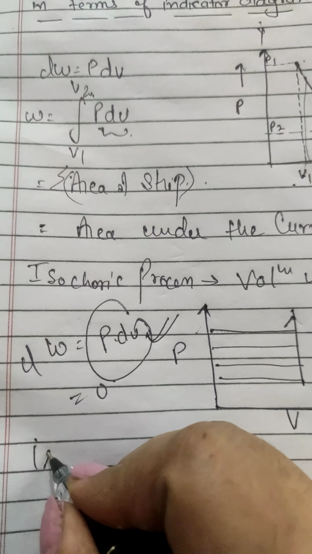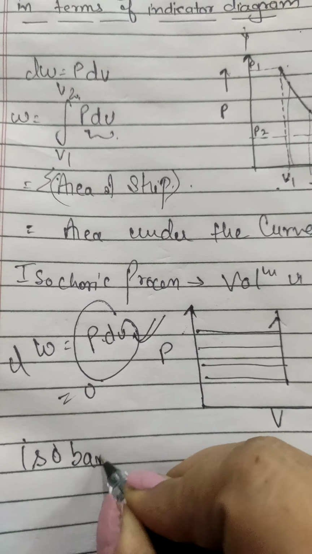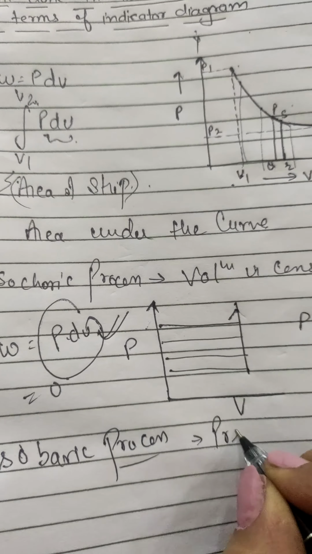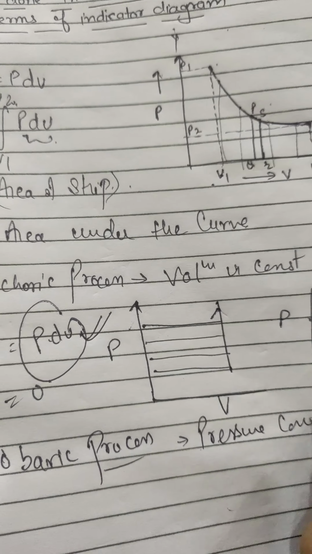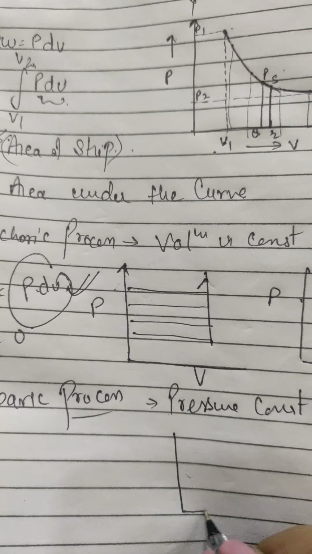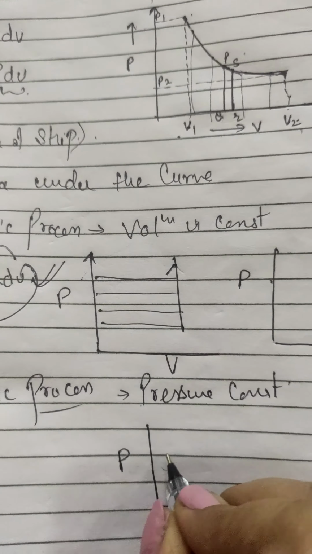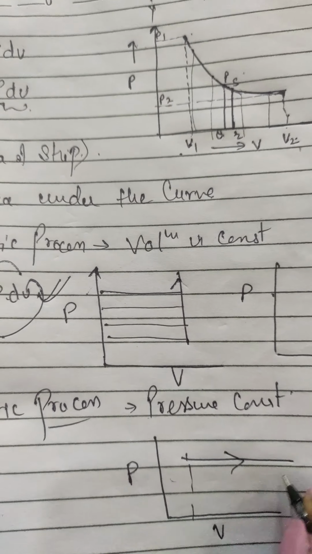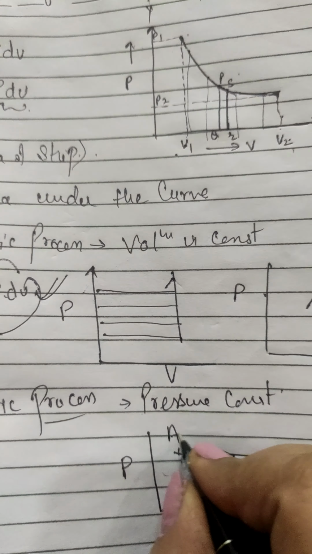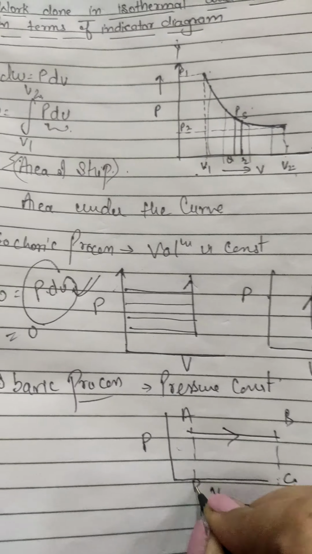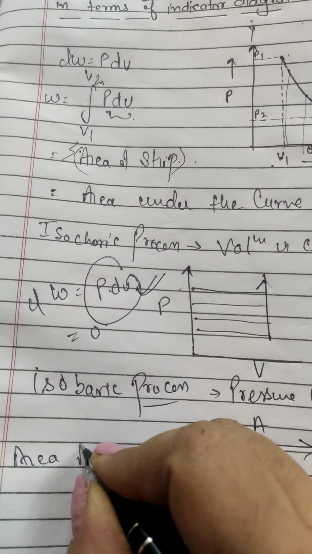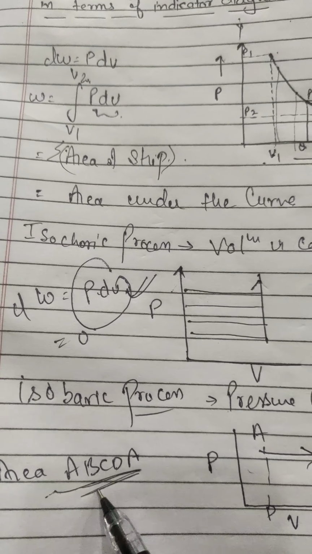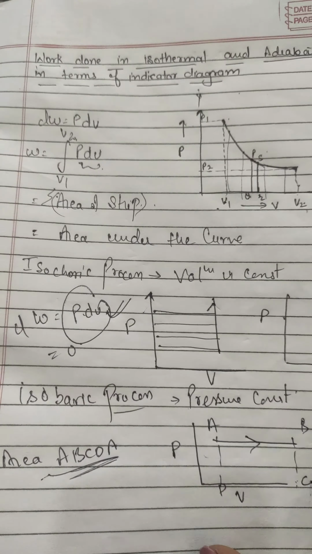Now in case of the isobaric process, isobaric process means pressure is constant. Since pressure is constant, we can draw the graph P to V as a straight line parallel to the volume axis. In that case, again, the area under this curve, let us name it A, B, C, D, area ABCD, gives you the work done in case of the isobaric process.